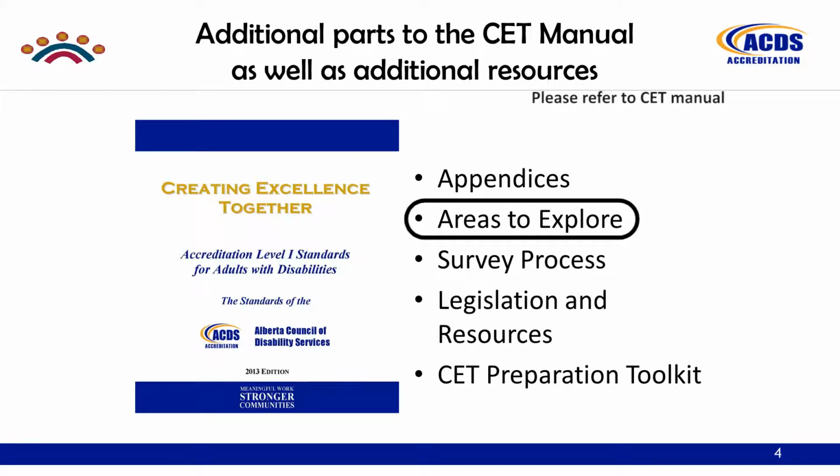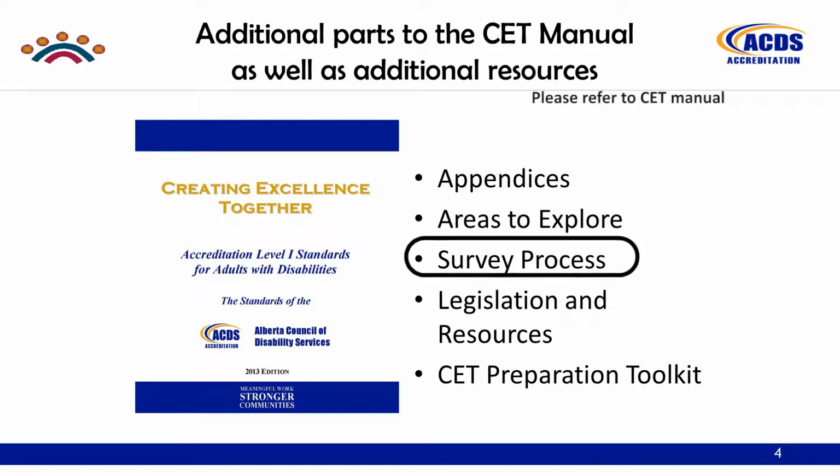The next area is called the Areas to Explore. This is a list of questions under each indicator to help staff, individuals, clients, and guardians know what specifically might be asked of them when the surveyors come in and do the conversations with you.